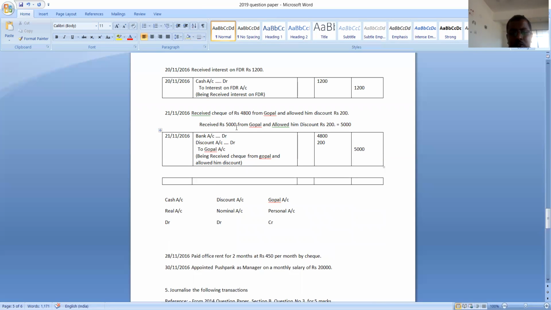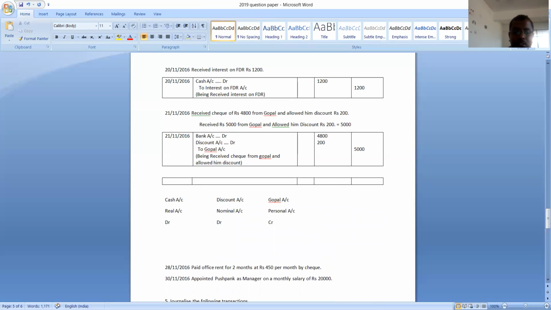When it comes to transactions, especially cash, when the receipts and payments take place in the form of cash and there is a discount, you are not supposed to treat the cash and discount amount separately. What you should do is deduct this discount from the cash.